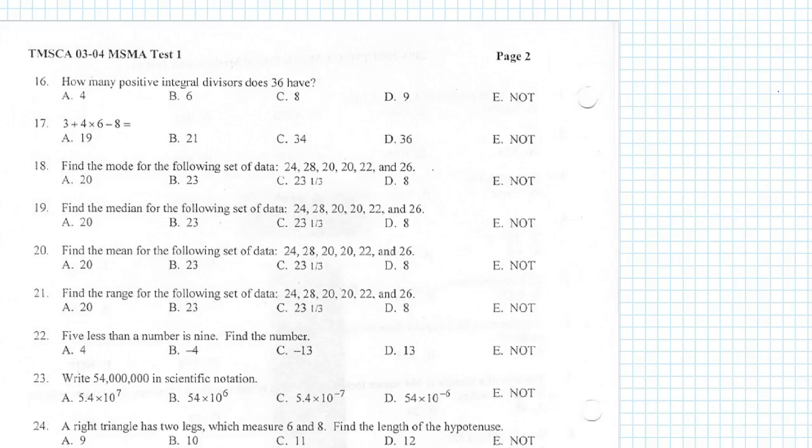Question 16, how many positive integral divisors does 36 have? So 36 has 1, 2, 3, 4, 6, 9, 12, 18 and 36 as divisors. So let's count these: 1, 2, 3. So there are 9 integral divisors of 36. So we'll select D as the answer.